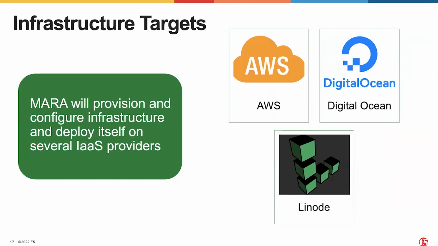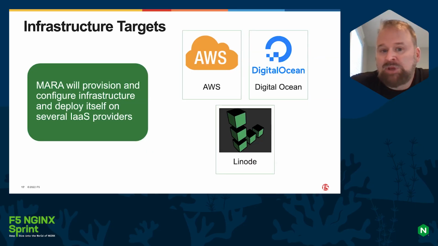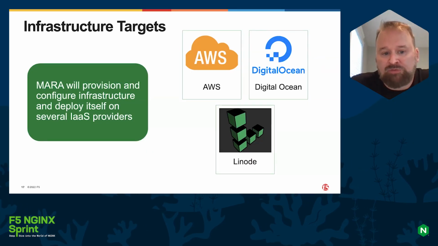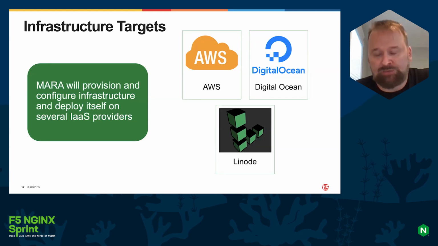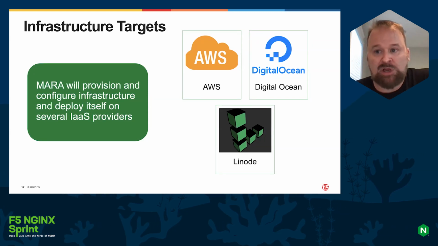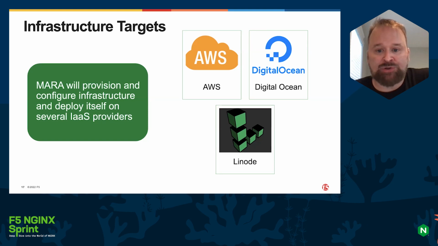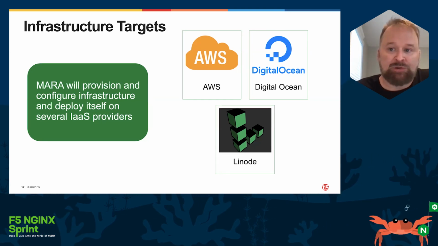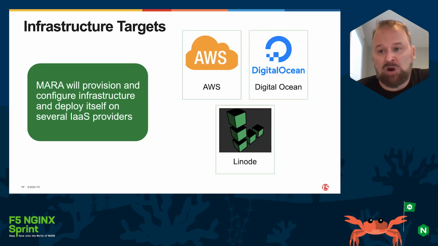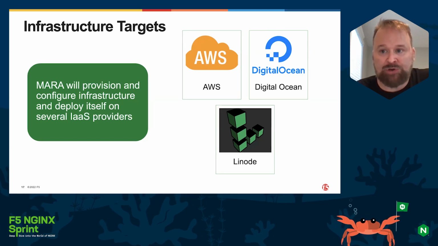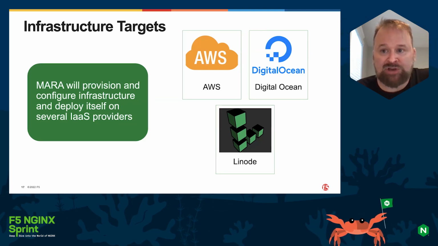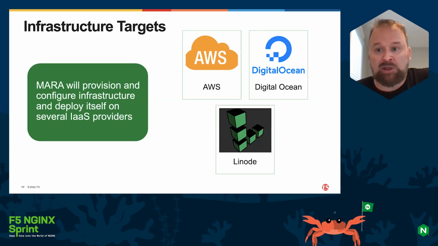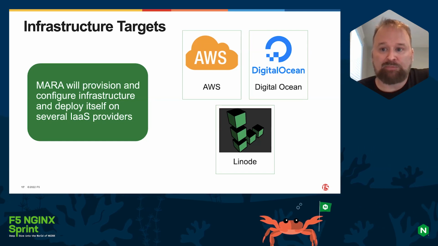We do have full infrastructure support for AWS, DigitalOcean, and Linode. And by that, I mean you can run Mara and it will provision and configure the infrastructure and deploy itself. So if you have credentials for AWS, DigitalOcean, or Linode, you feed them into the Mara script, and Mara will go ahead and stand up a cluster for you, stand up a registry if necessary, deploy everything, and when you're done, it'll tear everything back down.